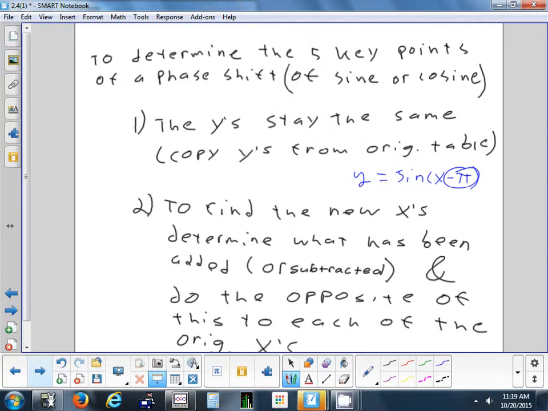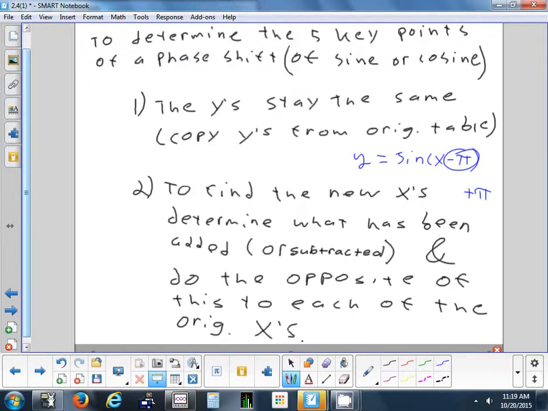So instead of minus pi, I'm going to do plus pi to every one of the original x values on those tables I just showed you. I'm going to add pi. That's how you shift it left and right. Just look at the number that comes after, right there, and do the opposite of what you see.